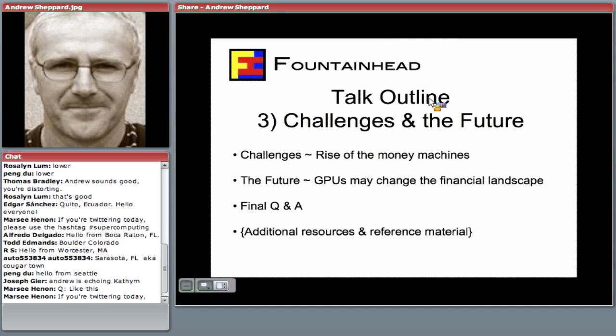Once we have a final question and answer, the plan is to skip through some slides that give additional resources and reference material. These are all in the slide deck, which is available as a PDF. But as we do question and answers, I'll go back and forth between those resources in case anyone wants to take note.